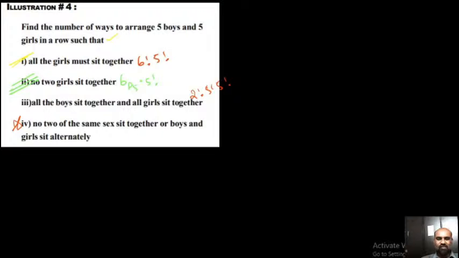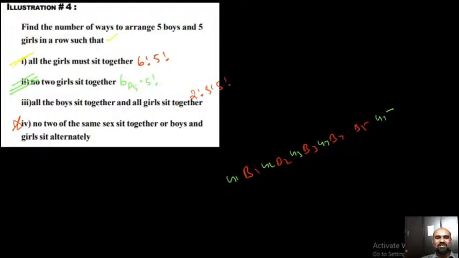So I will show you. Here B1, here B2, here B3, here B4, here B5. All boys. I want to explain the second one first: no two girls come together. So in between these 6 places, girls can sit. Here girl 1, here girl 2, here girl 3, here girl 4, here girl 5. This is one of the answers for the second problem. This is not an answer for the sixth problem.